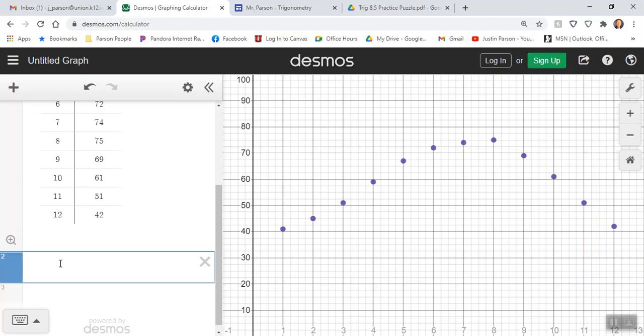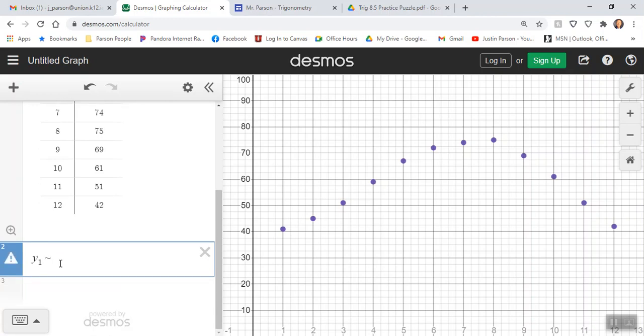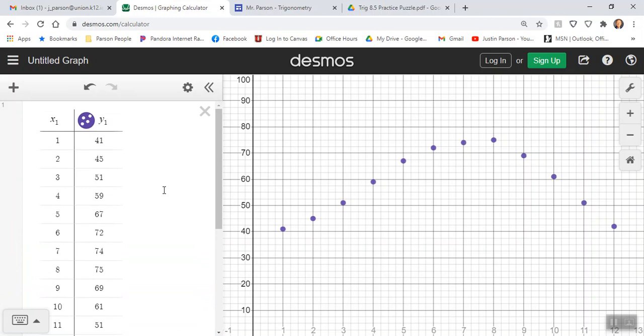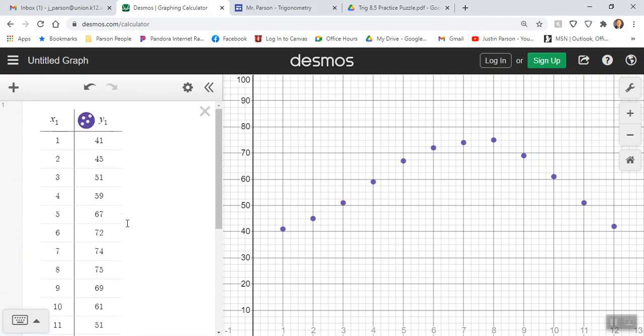So to do regression, recall we have to do the y1 thing. You remember doing that? And then the little squiggle sign like this. And then you're going to type in A. That's like the amplitude for our function. By the way, what was the low temperature? 41. What was the high? 75. So what's right in the middle of 41 and 75? If I go 41, 75, that is 34, so 17. 58 is about the middle of those two.